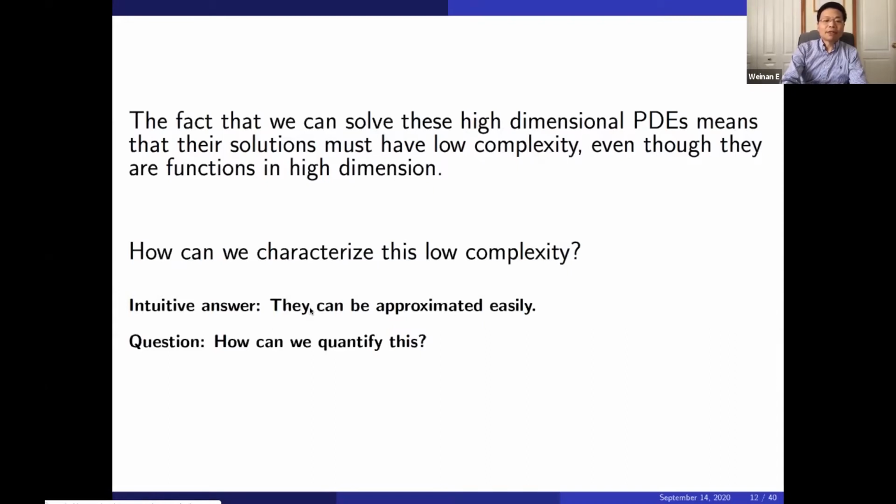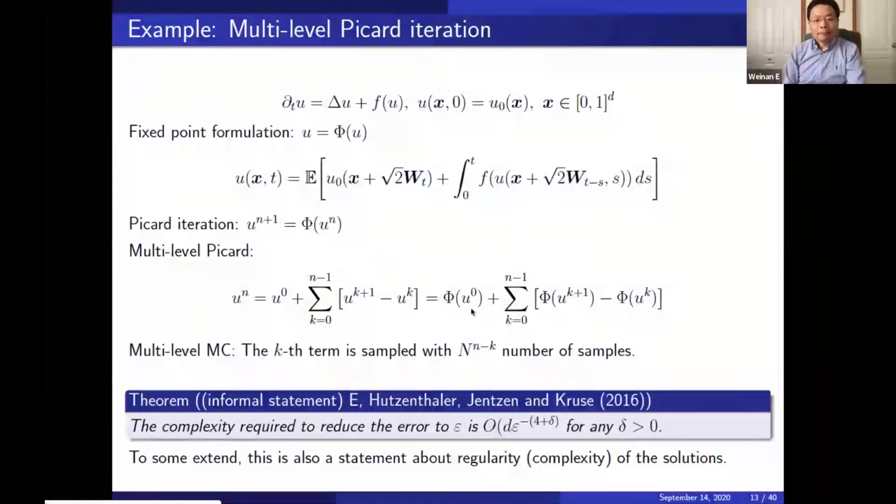Well, the intuitive answer is that they can be approximated easily, say by neural networks. The question is, how do we quantify this ease? One way to do this is just to compute the computational complexity, which is what we did before. If you want to compute the solution to some error tolerance epsilon, what is the complexity required? This kind of question has been addressed in one context. This is almost the only example that I know of.